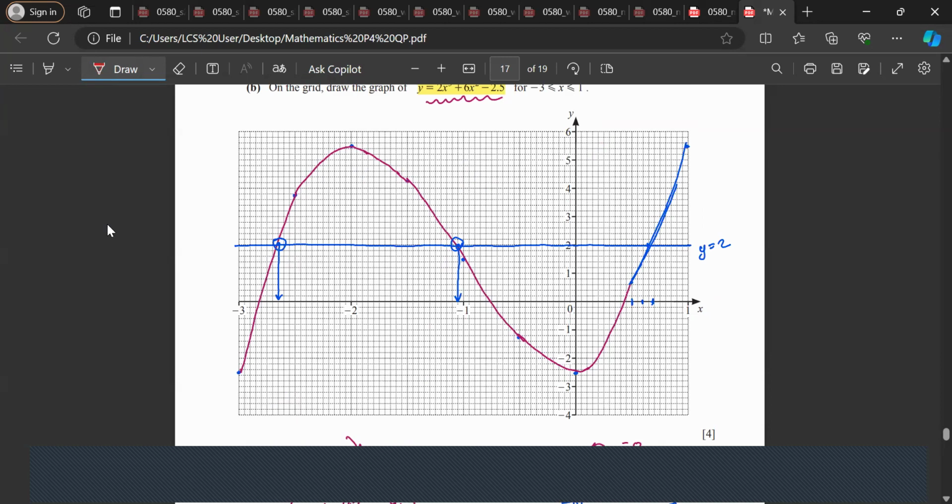No. For example, if I draw the line, it should be horizontal like this. It will pass through how many points? 3 points. And here also 3.